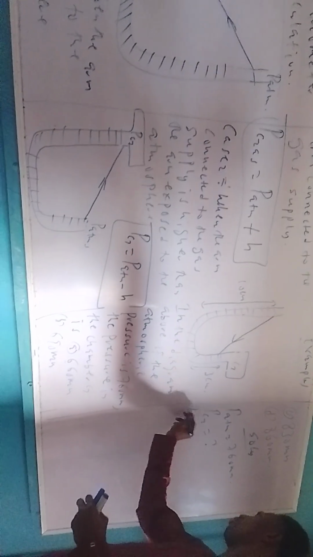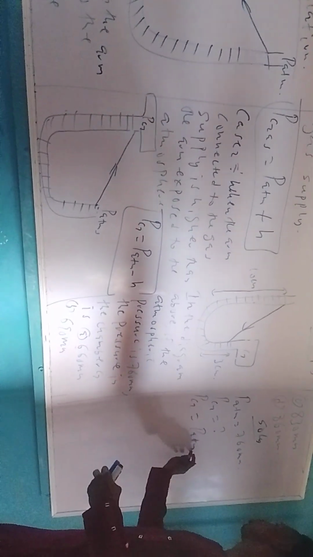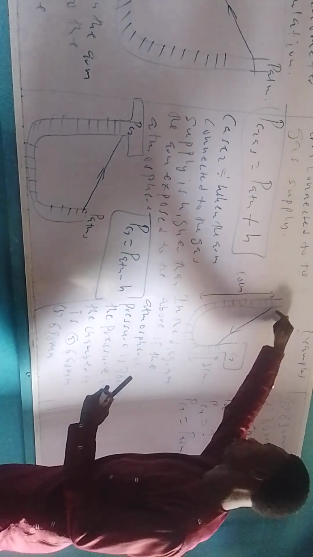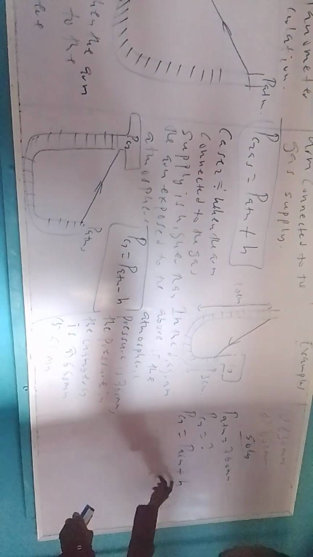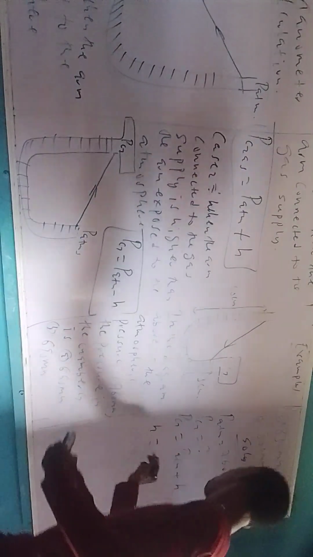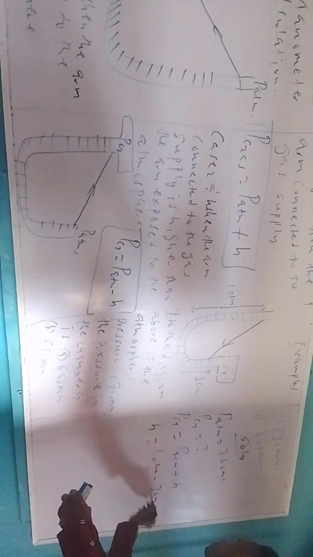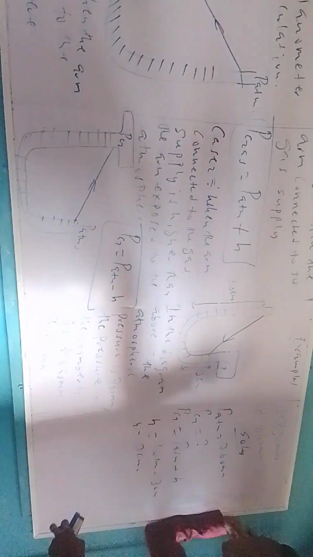What is the pressure of the gas? Pressure of the gas becomes atmospheric pressure. Are we using minus or plus? We are using plus. Why? Because when you connect from the arm exposed to the atmosphere to the arm connected to the gas supply, it's moving down, so its pressure increases. Therefore, the pressure in the chamber G will increase, so plus H. How are we going to get our H? H equals the difference between these two arms: 10 centimeter minus 3 centimeter. So our H was 7 centimeter.